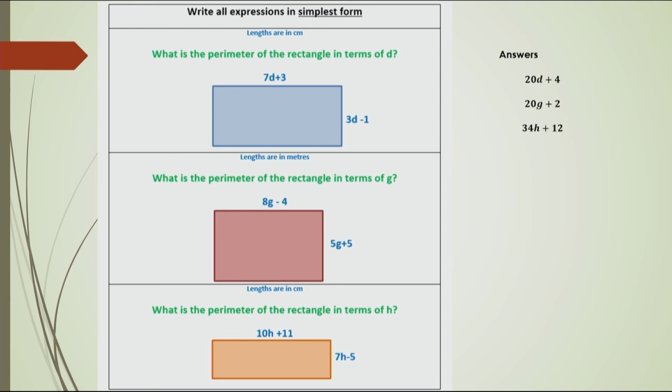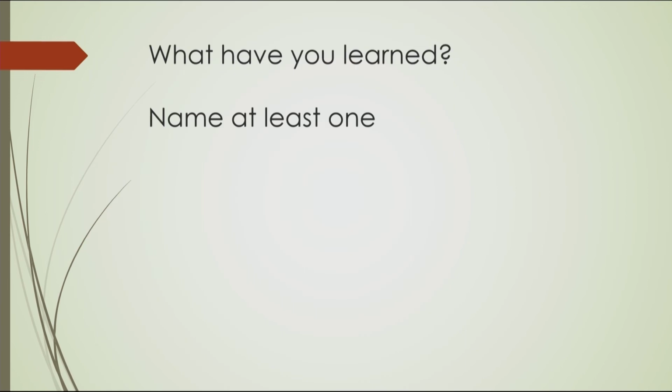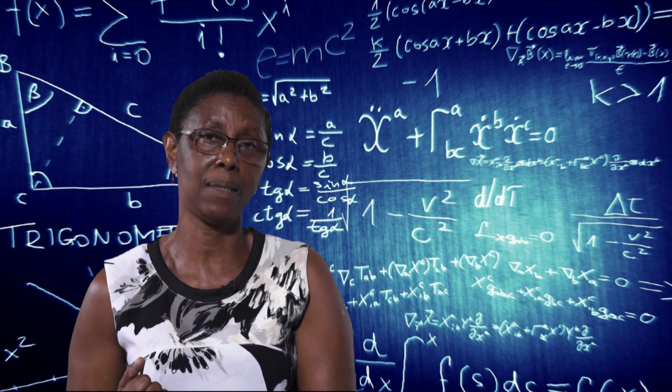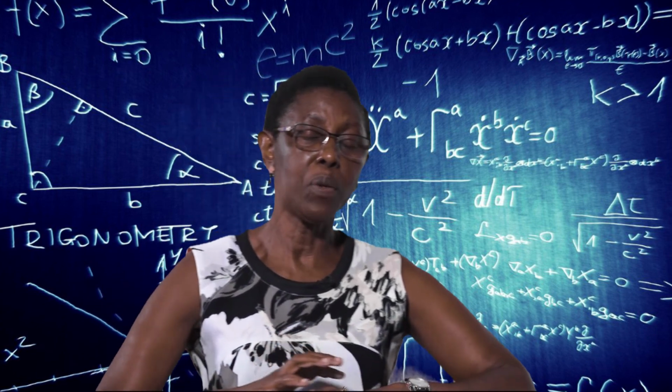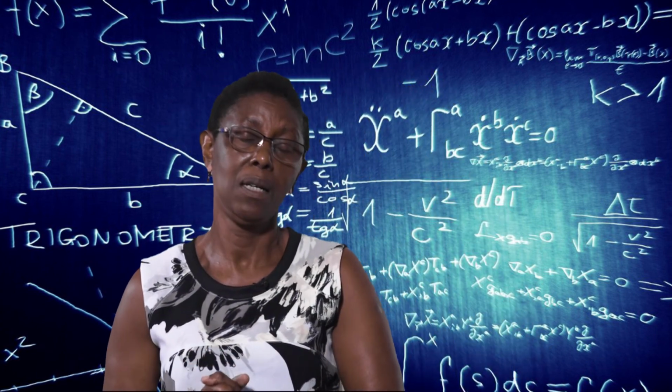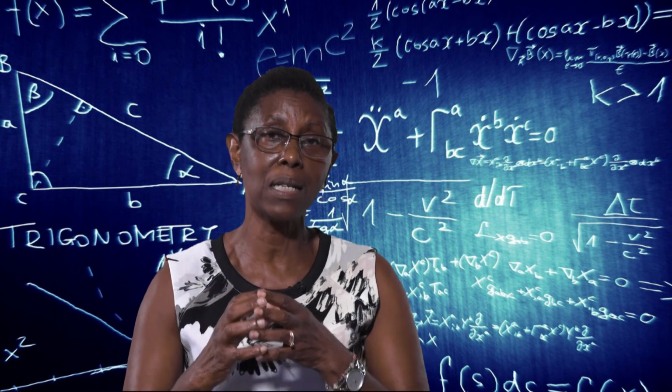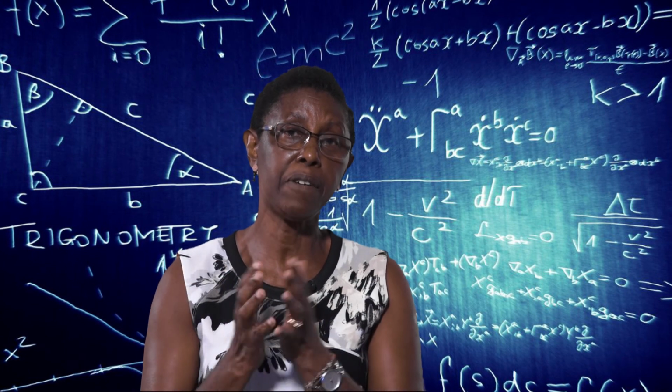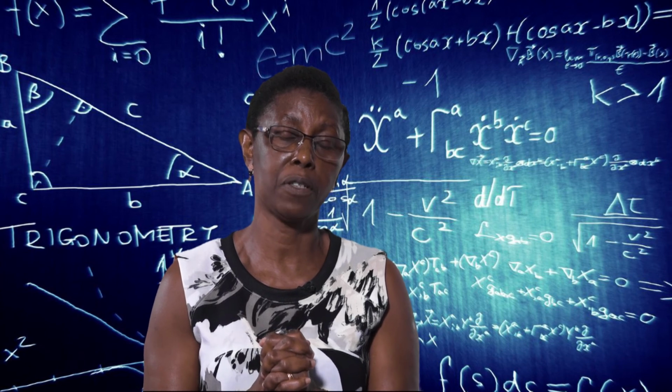It's always good to do a bit of a recap. What have you learned? You have to name at least one thing we've learned. So we do a bit of a recap in this one lesson. What we've done, we've started off revisiting what we did last lesson. It's looking at one term, simplifying one-term expressions.